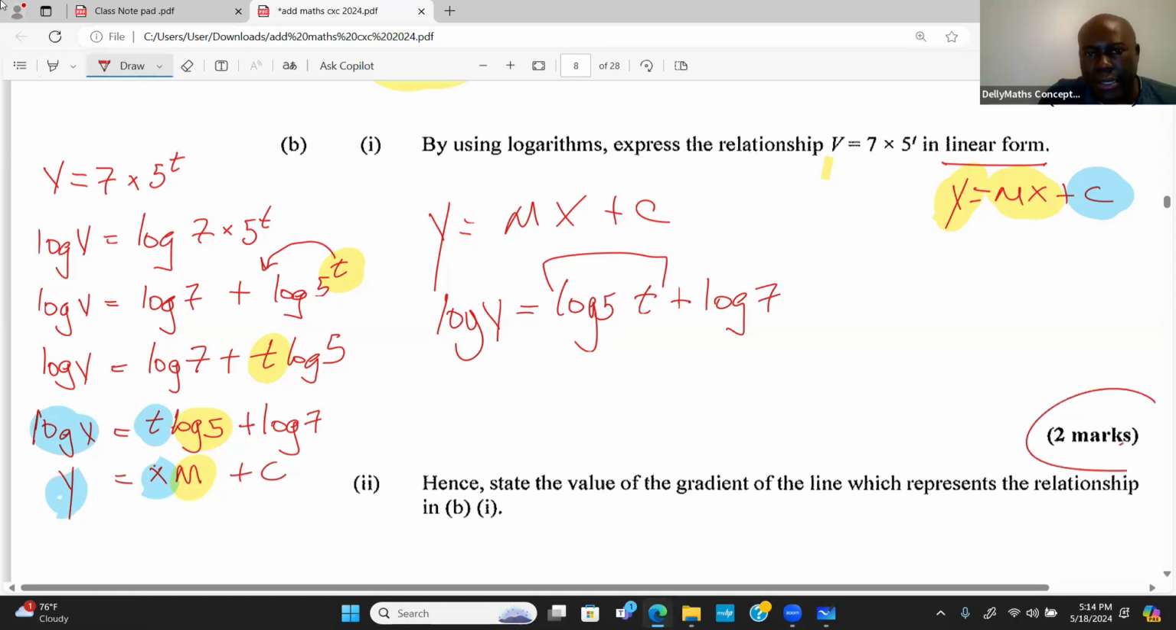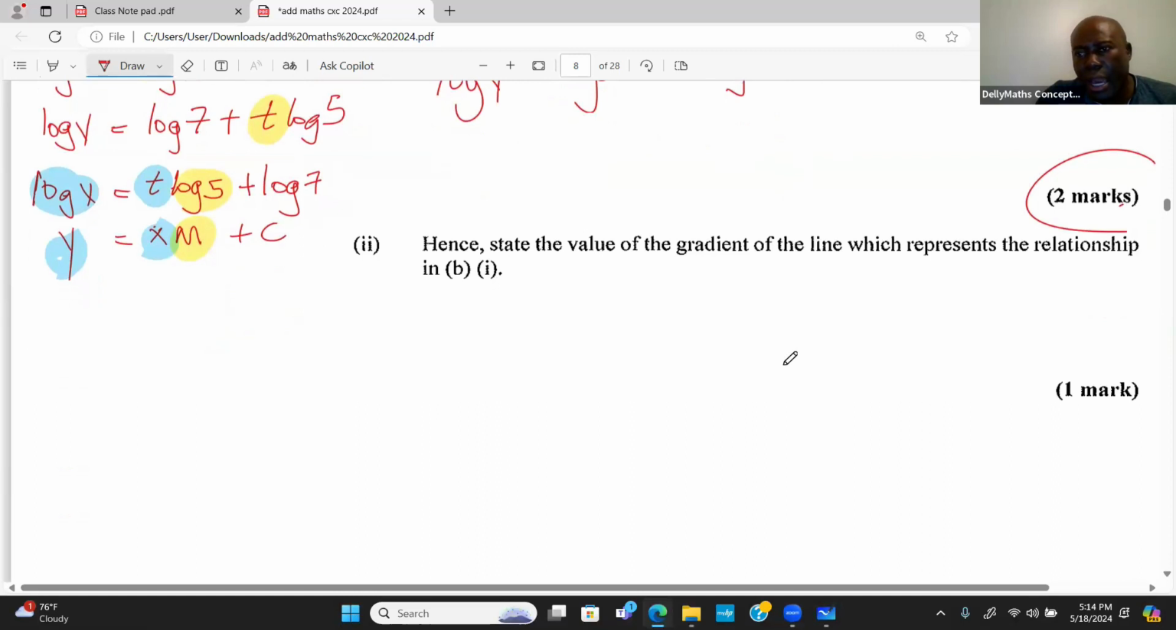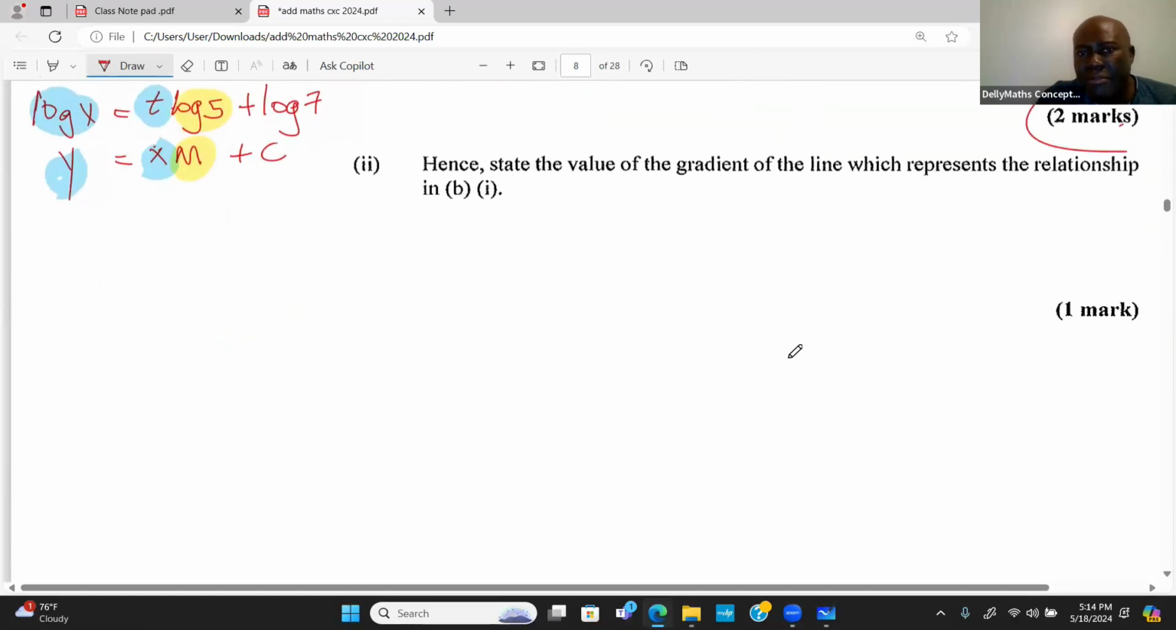And they give those a lot. Like every year I see something like this. All right, let's keep going. Hence, state the value of the gradient of the line.